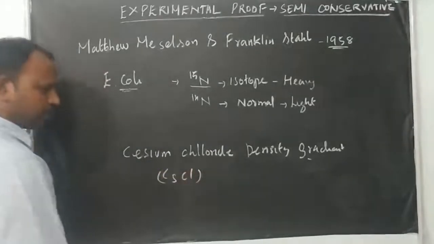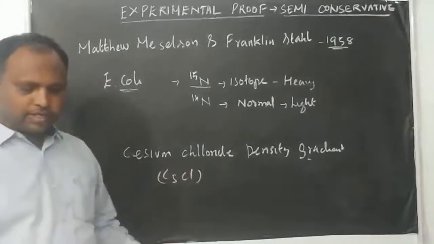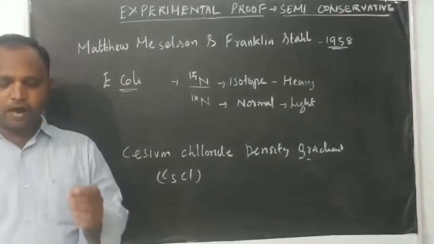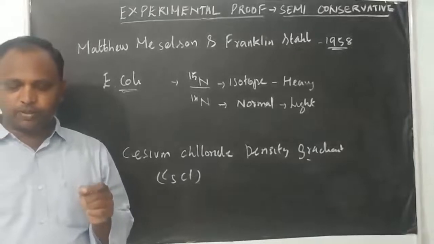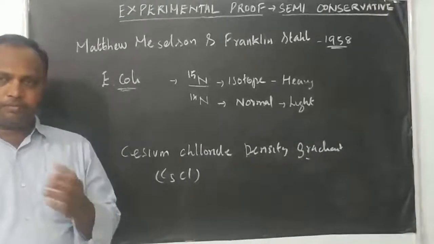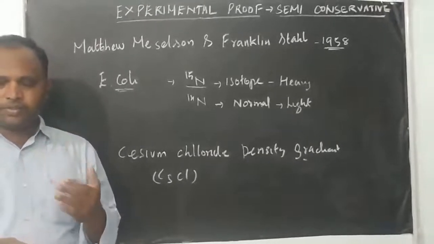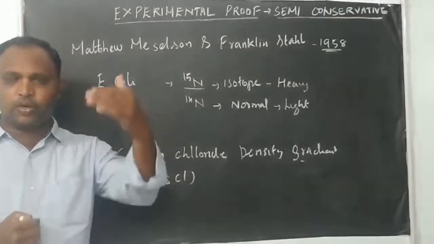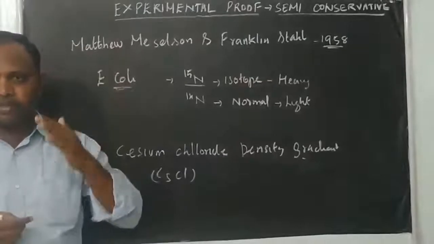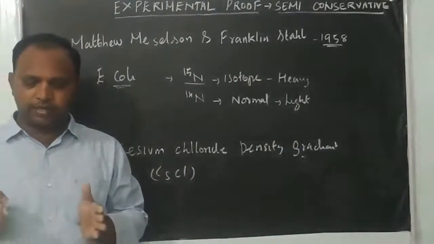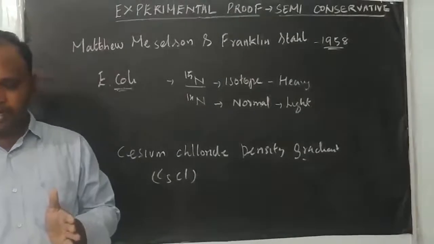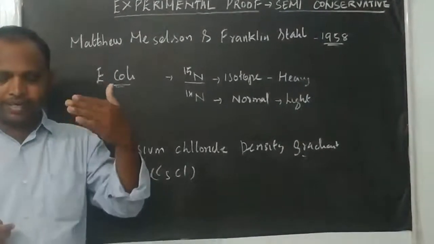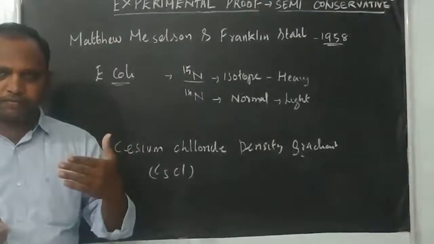It's a dense solution. This dense solution of cesium chloride, on centrifugation, forms a density gradient of bands. The molecules form different bands depending on their density. The low density forms at the top and the heavy density forms at the bottom, so the density is low at the top and gradually increases towards the bottom.